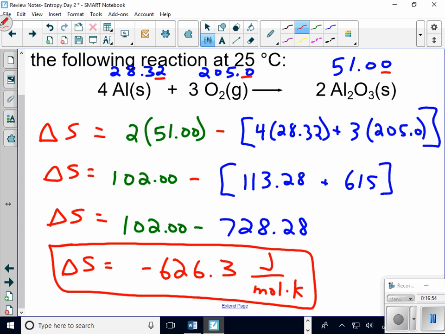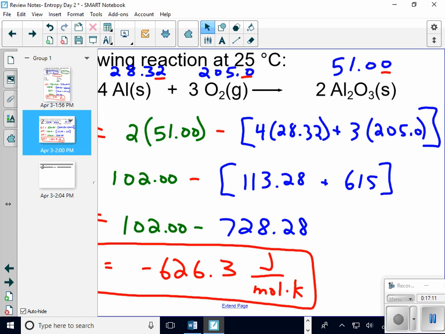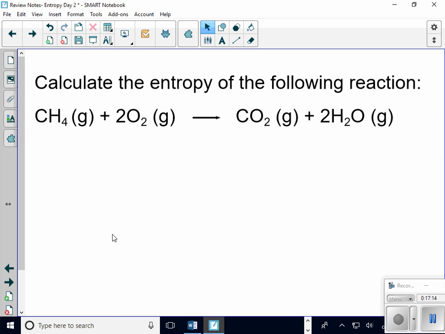Now, I predicted that I would be decreasing my entropy. Is that what happened? Yeah, that's what happened. So that's a pretty good prediction. I was right on with that one. Okay. Now, what I want you to do is do this one on your own. I'm going to work it on my own. When you are finished with this, just let it sit out. I'm going to come around and check to see how you're doing.